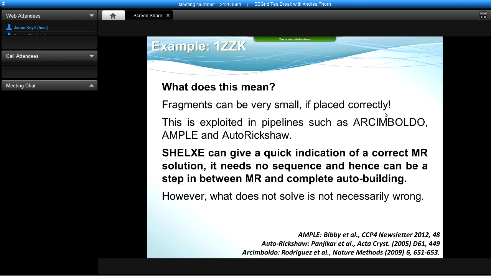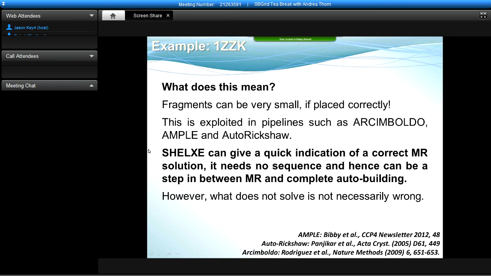So what does this mean? Fragments can be very small if they are placed correctly by the MR program. And this is exploited in pipelines such as ARCIMBOLDO, which is developed by Isabel Usón, to whom I'm also very grateful for examples and lots of teaching, AMPLE, and Autorickshaw, which was actually the first program to employ this.